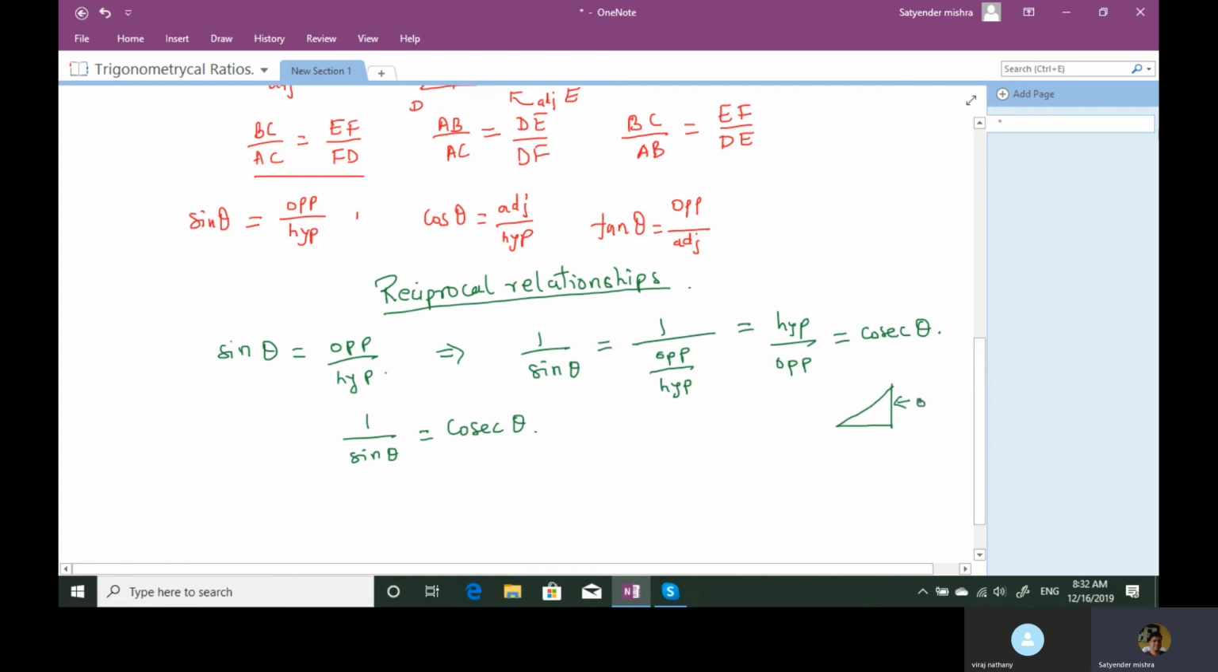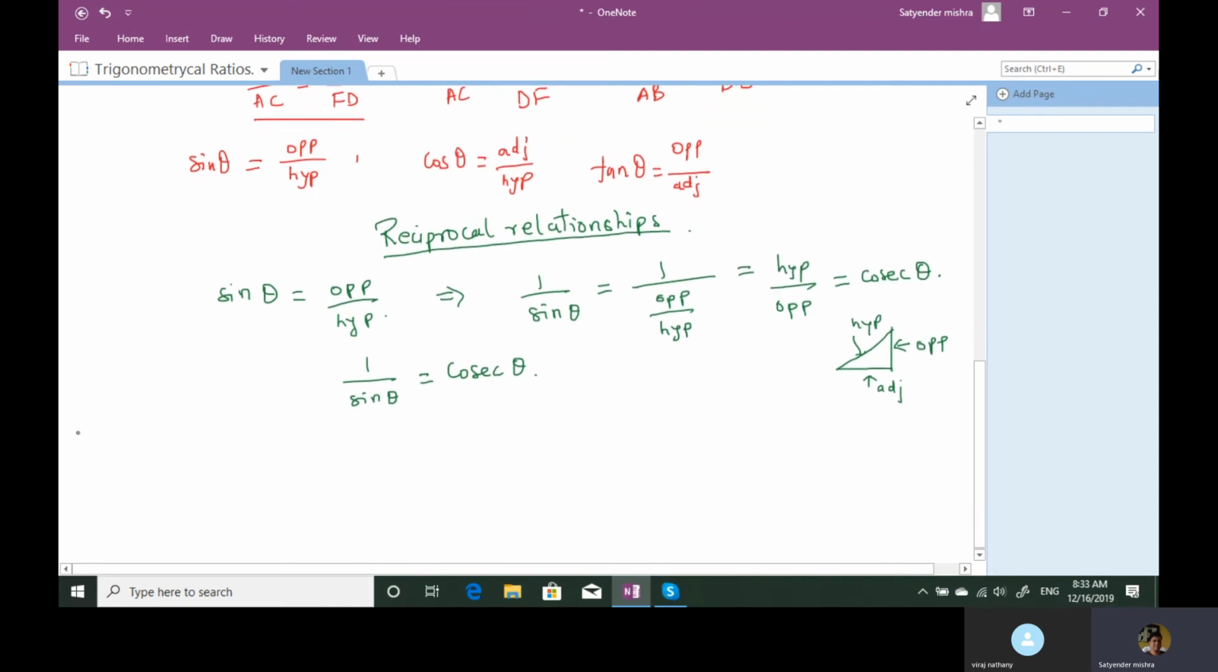So this side is called opposite. This is called adjacent, and this is the hypotenuse, right? Now let's write down the cos. So cos theta is equal to adjacent by hypotenuse.